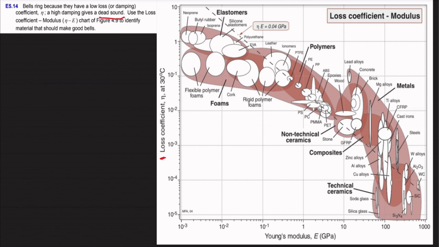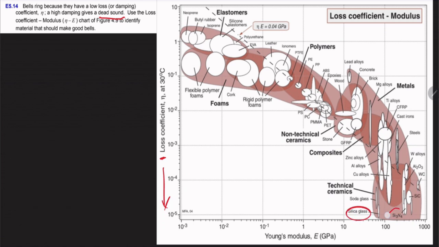So we're just looking for the best materials for bells, based on these charts that we have over here. Looking at this chart, we're looking for the lowest loss coefficient. So definitely it should be somewhere around here. The number one material we can see here is silica glass.